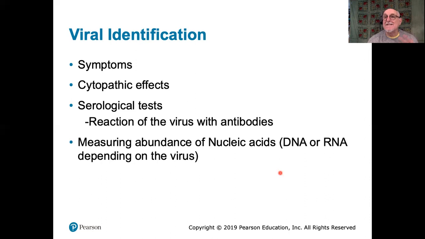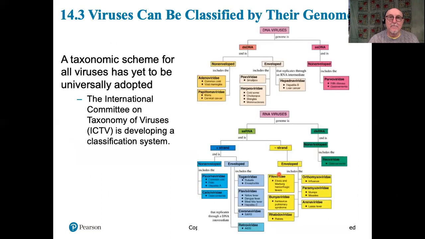We actually use techniques such as the polymerase chain reaction, PCR, to develop a picture of how much nucleic acid is in circulation in the host, which is tied to a particular virus. So that is now probably one of the most refined and important techniques used for identifying viruses.